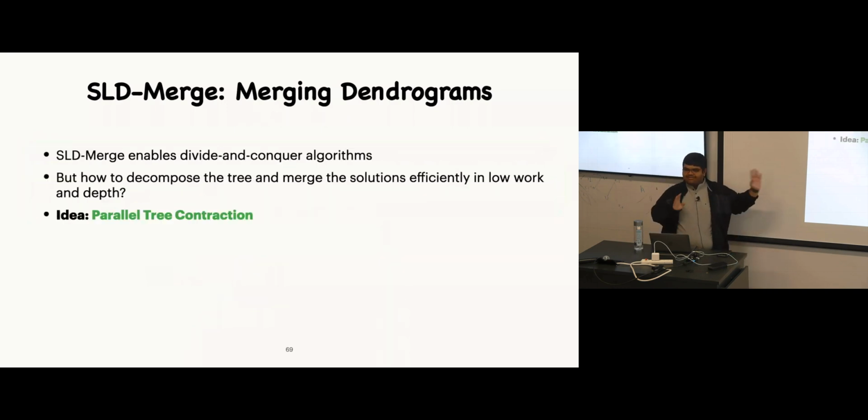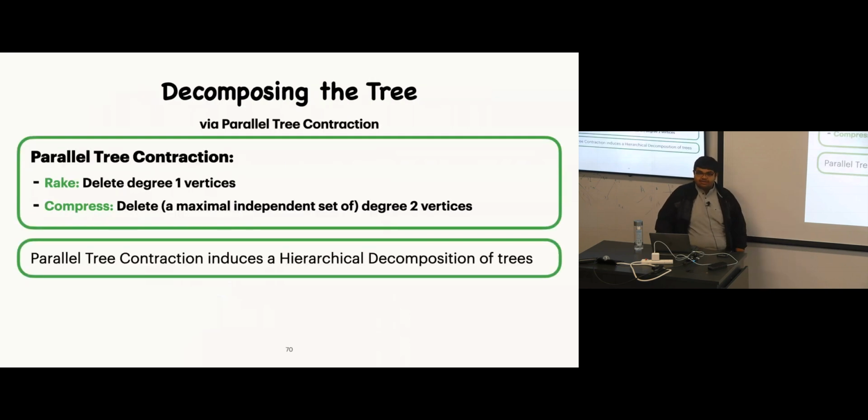So nice, we have this merge subroutine. Now it enables divide and conquer algorithms. But how do we decompose our problem into smaller subproblems? And so we'll use parallel tree contraction. So I'll define tree contraction.